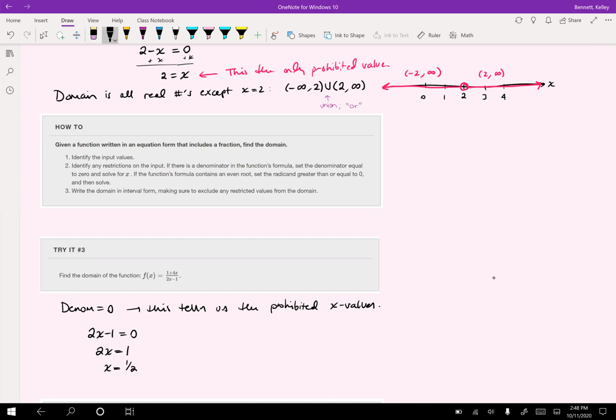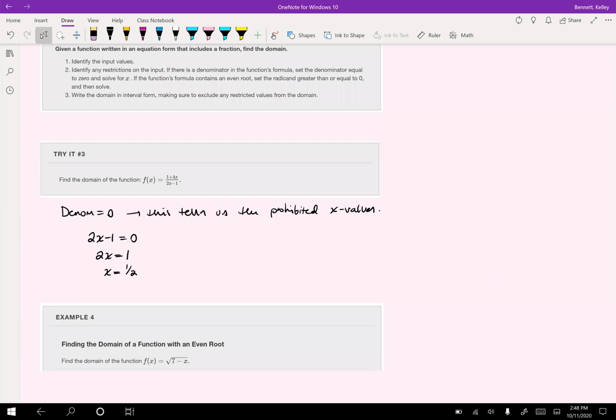So the x value that I have to exclude here is going to be x equals 1/2. And what we'll get for our domain is everything but 1/2. So the domain is all real numbers except x equals 1/2. And I write that as negative infinity to 1/2 open, or 1/2 to infinity.